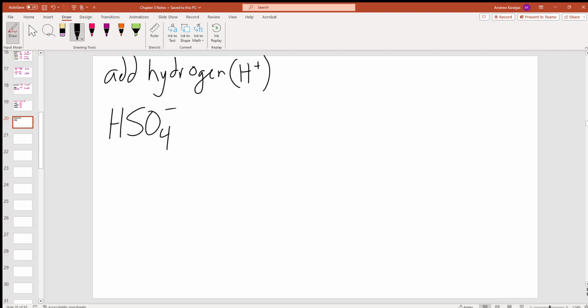So for example, we had sulfate, SO4 2 minus. We added a hydrogen, becomes hydrogen sulfate. And because we're adding something that's positively charged, our -2 becomes -1. We can do this with a number of these.